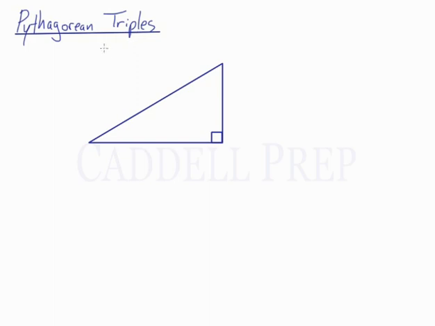Let's go over Pythagorean triples. We know that the Pythagorean theorem is a squared plus b squared equals c squared, where a and b are the legs and c is the hypotenuse. So with this, sometimes we do the Pythagorean theorem and we're searching for one of the sides, we might end up with a decimal answer. So only select integers work in here.